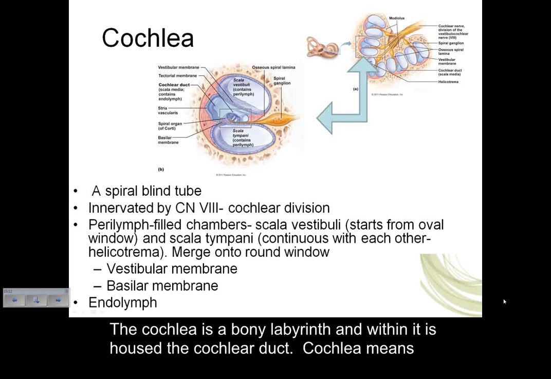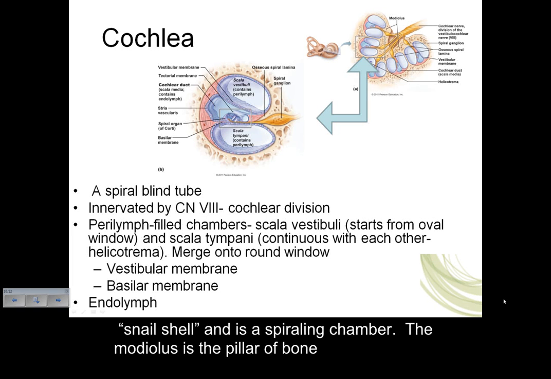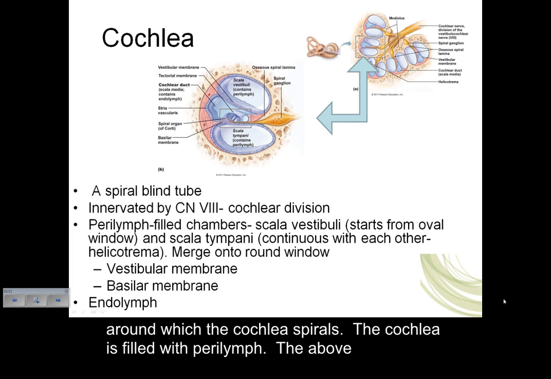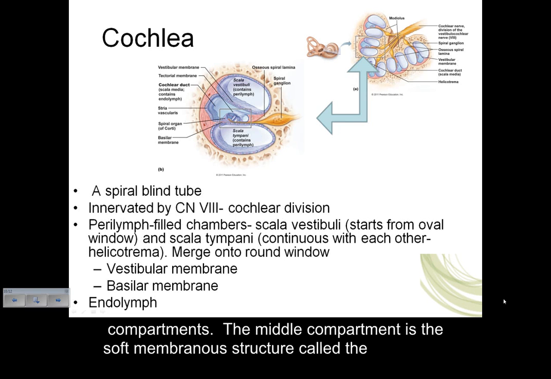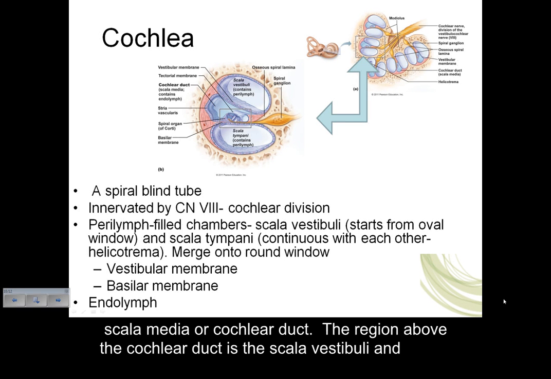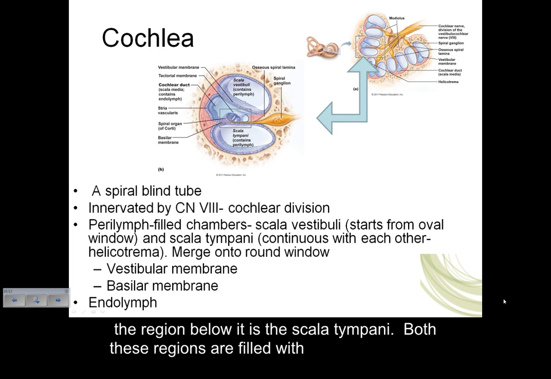The cochlea is a bony labyrinth, and within it is housed the cochlear duct. Cochlea means snail shell and is a spiraling chamber. The modiolus is the pillar of bone around which the cochlea spirals. The cochlea is filled with perilymph. The above picture shows a transverse section through the cochlea, and you can see the three compartments. The middle compartment is the soft membranous structure called the scala media, or cochlear duct. The region above the cochlear duct is the scala vestibuli, and the region below it is the scala tympani. Both these regions are filled with perilymph.